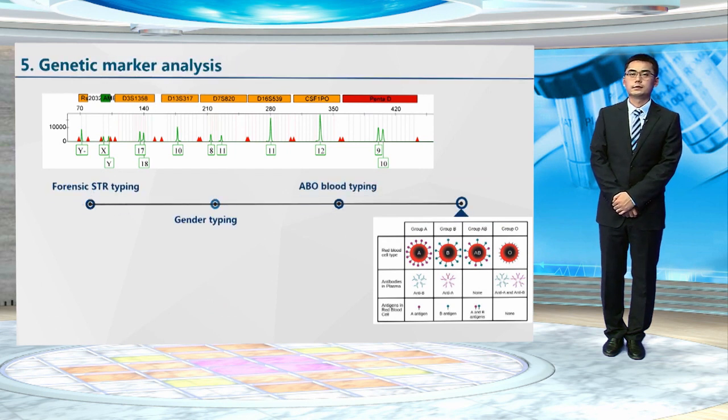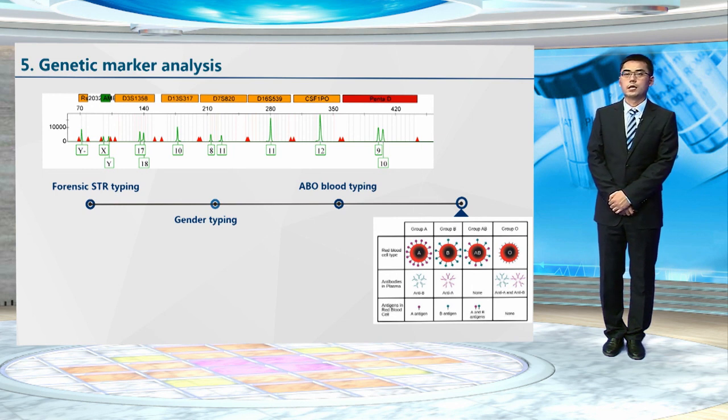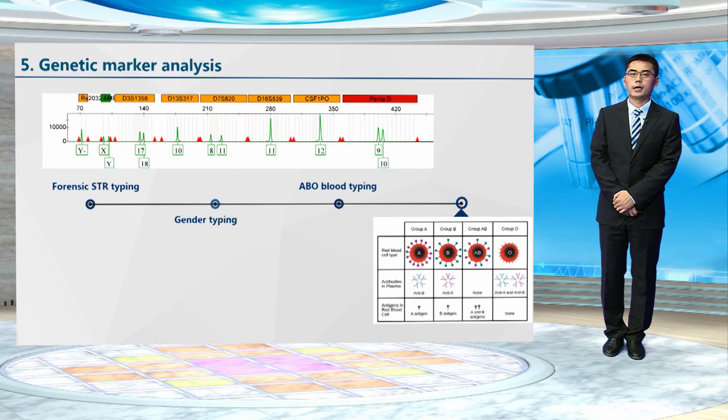The last part, genetic marker analysis. The application of STR typing in criminal cases is mainly concerned with the comparison of genetic types obtained from a reference blood with those obtained from an evidential stain. STR typing is a well-established procedure for producing evidence in court.